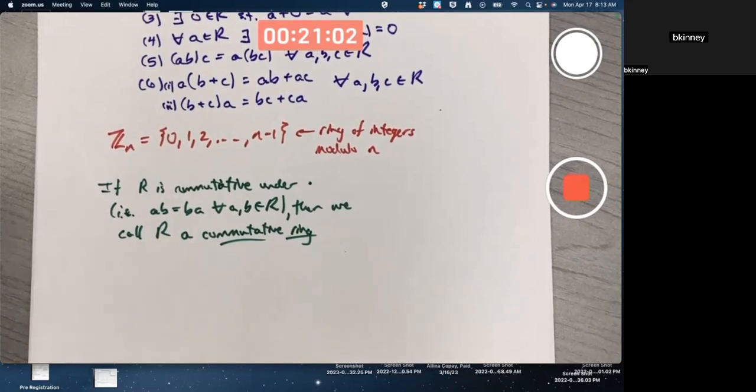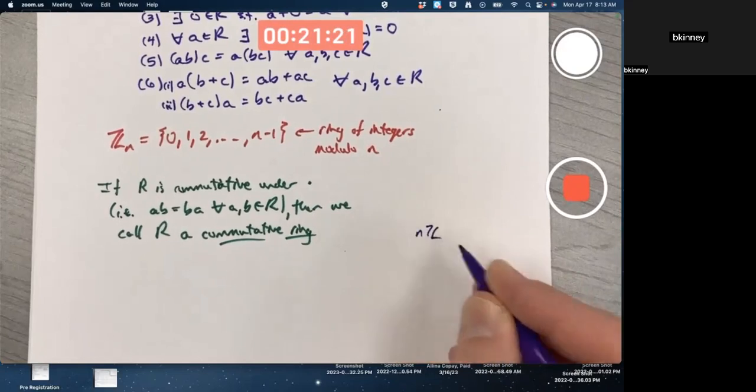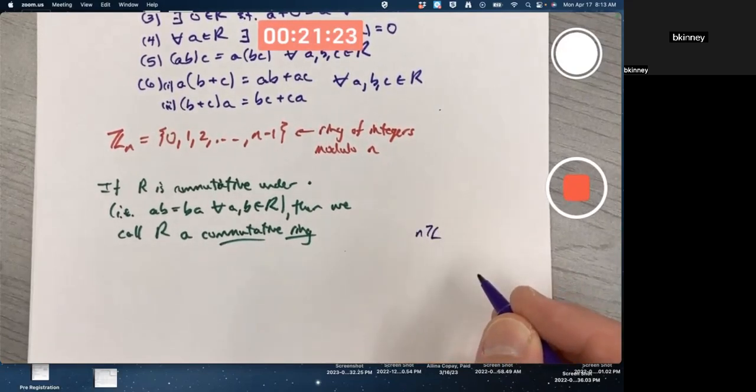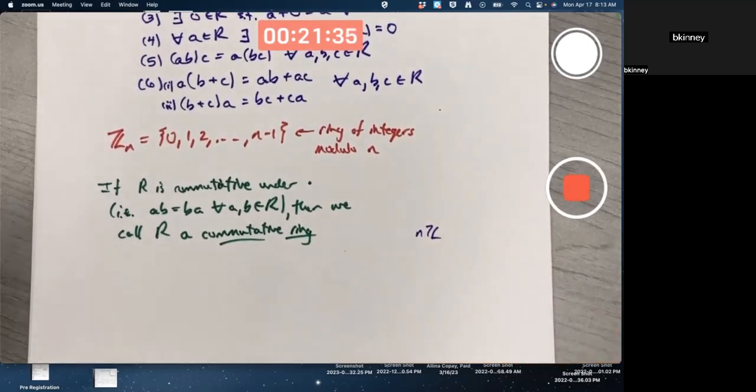There are commutative rings, though, that don't have a one. We talked about an example last time. Don't have a unity. The ring of even integers, 2Z, or 3Z, all the multiples of 3, nZ, all the multiples of n, where n is a positive integer. If n is bigger than 1, it's a commutative ring without unity. There's no 1. No multiplicative identity.